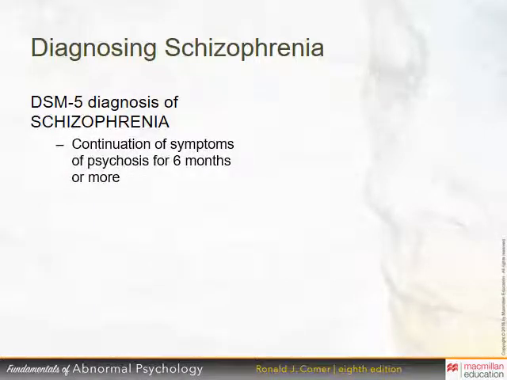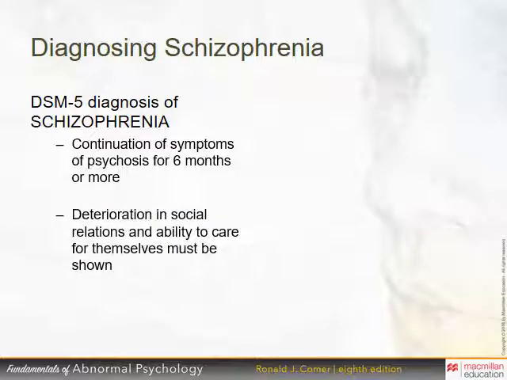So the DSM-5 criteria for schizophrenia is that there is a continuation of symptoms of psychosis for 6 months or more, and that there is deterioration in social relations and the ability to care for oneself.